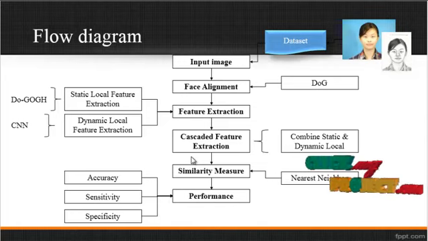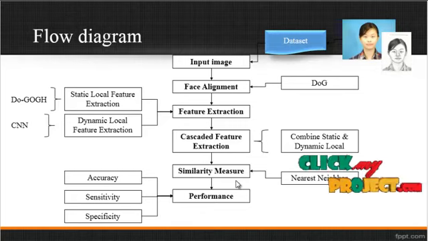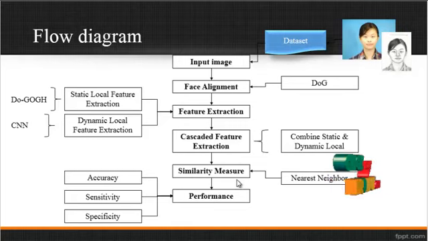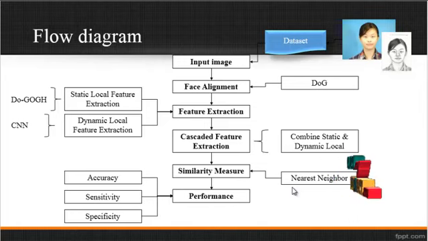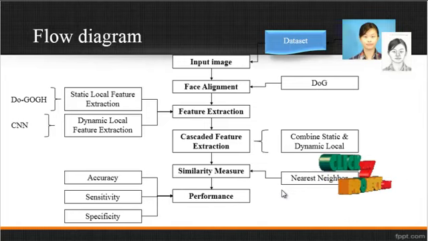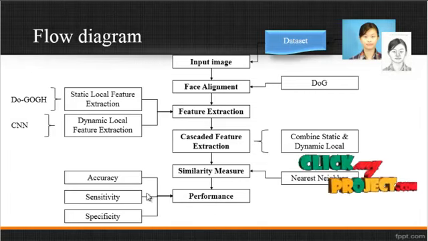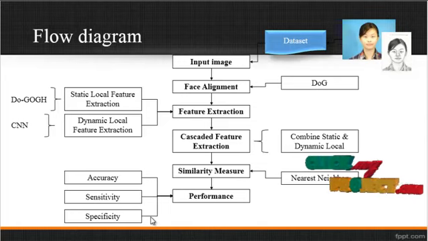In this cascaded feature extraction, those two features will be combined together to form the test feature. After the cascaded feature, the similarity will be measured by means of the nearest neighbor classifier. Based on the classification, if the photo sketch is matched with the RGB image, it will be retrieved and then displayed. Finally, the performance will be evaluated by means of accuracy, sensitivity and specificity. By these three parameters, we can justify whether the process is efficient or not.